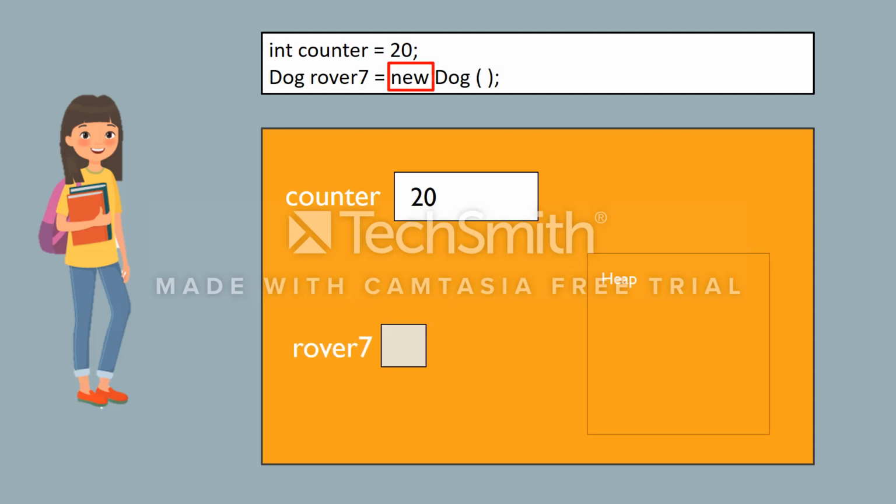Remember, when declaring a reference type, a new operator instantiates a class by allocating memory for a new object. Here, the variable rover7 would store a reference to where the value resides in memory, rather than the actual data.